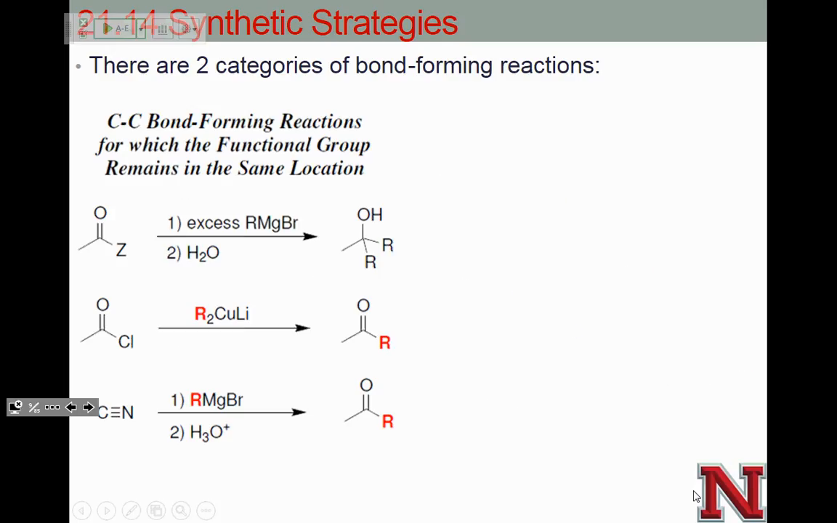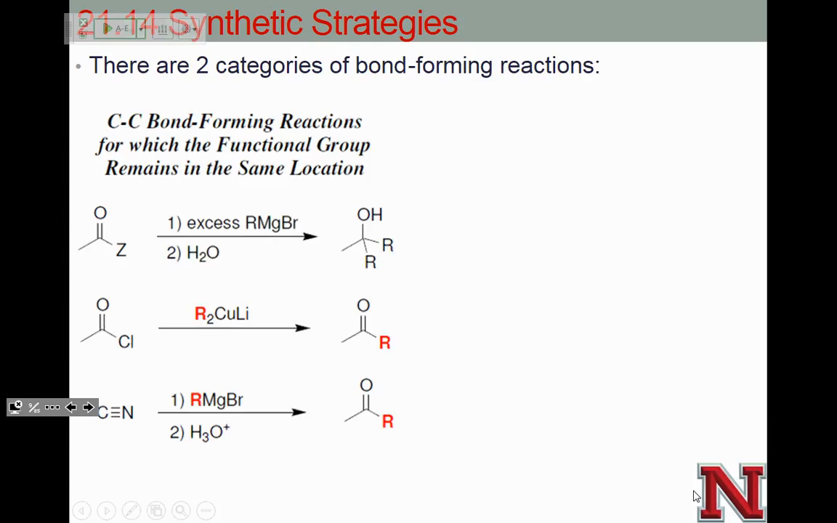We can have our carbon-carbon forming reactions where the functional group remains in the same location. So, of course, our Grignard with our carboxylic acid derivatives. Remember, Grignard won't work with carboxylic acid because it will deprotonate the carboxylic acid. We'll get the two additions, but it isn't this carbon position.